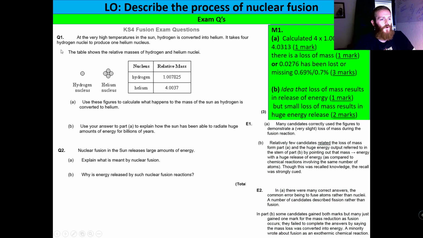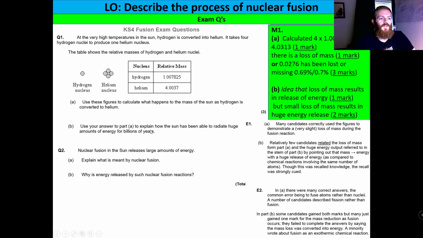Right, so for question 1A, it says, use these figures to calculate what happens to the mass of the sun as hydrogen is converted to helium. It says many candidates correctly use the figures to demonstrate a very slight loss of mass during the fusion reaction, so most students are able to do that. Okay, so that comment in itself isn't much use to you, but others might be.